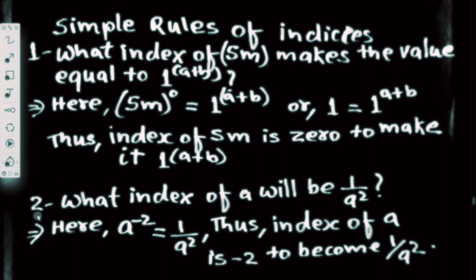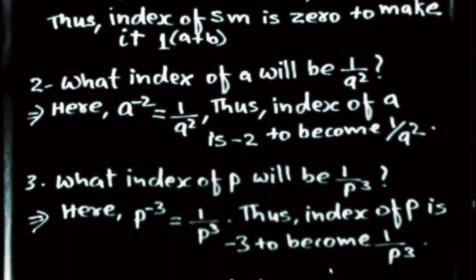Second number: what index of a will be 1 upon a square? Now to find the power, or we can say the index of a, it will be 1 upon a square. See here, a power minus 2 equals 1 upon a square, thus the index of a is minus 2 to become 1 upon a square. We can also say that the power of a is minus 2, or the index is minus 2.